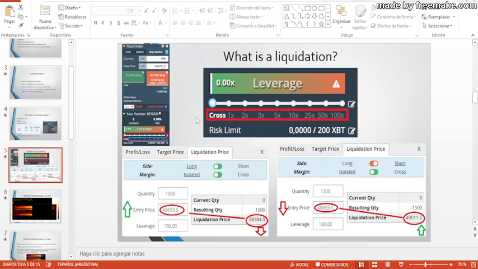So what is the liquidation? At this leverage level and using this quantity at this price, you have this liquidation price. For a long order, the liquidation price is below the entry price, and for a short order, the liquidation price is above the entry price.